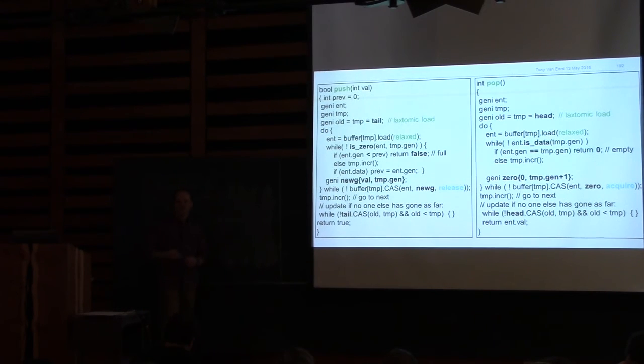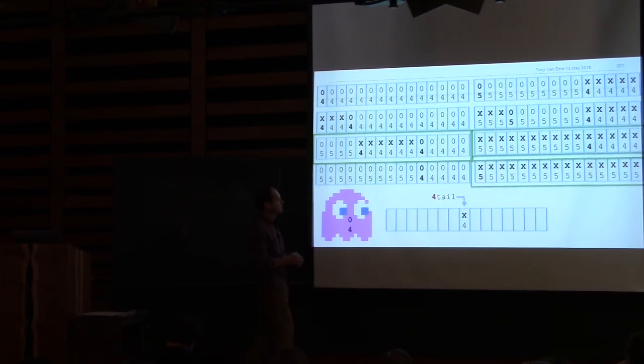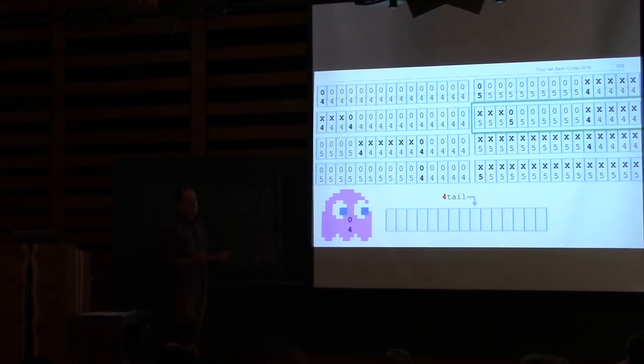Let's see, where were we? This is the fun part about lock-free programming, right? You're balancing compromises, and is it provably correct, or is it just correct enough, which is a very scary term.